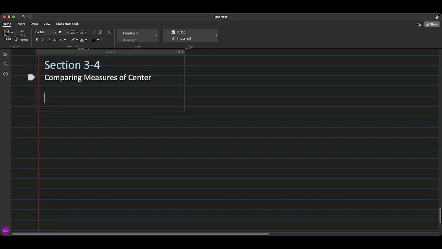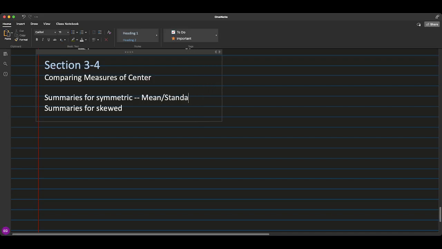You might recall that we talked about summaries for symmetric distributions and summaries for skewed distributions. If you have a symmetric distribution, you're interested in using the mean as the measure of center and the standard deviation as the measure of spread. If you have a skewed distribution, you're interested in using the median as the measure of center and the IQR as the measure of spread.